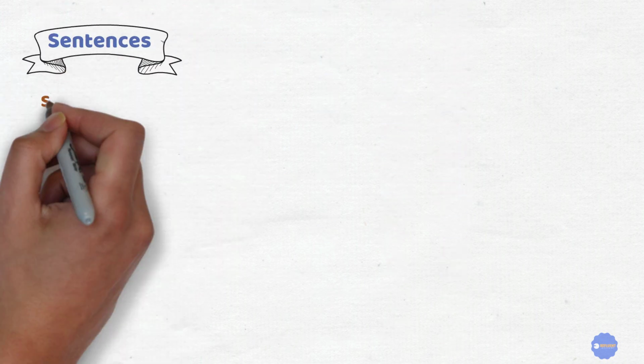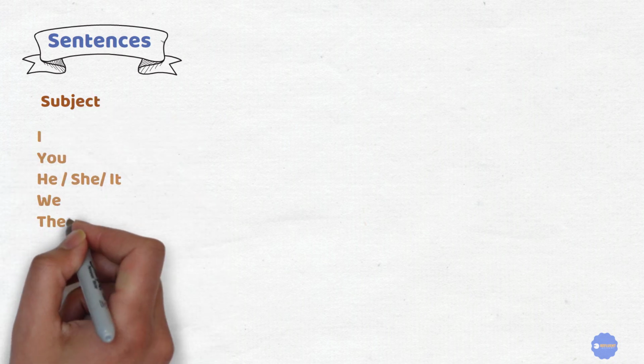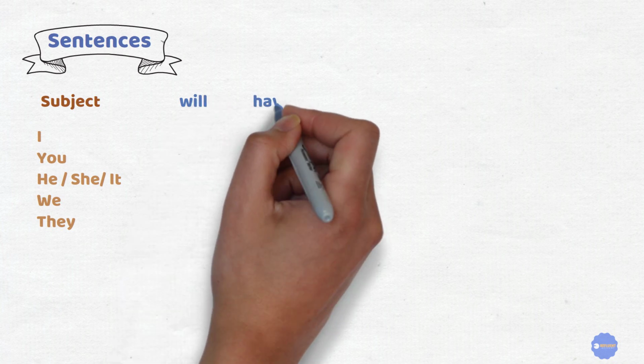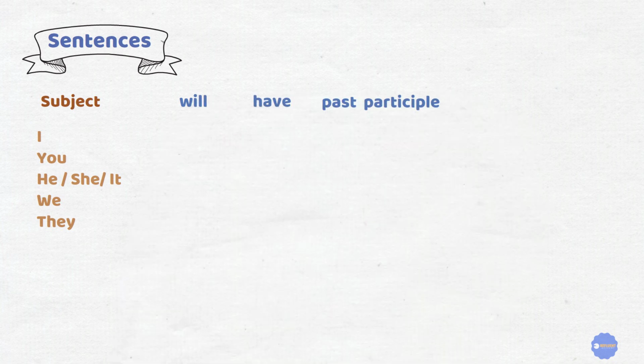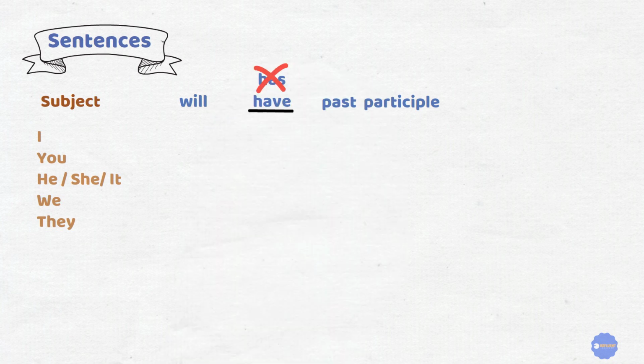So how to form sentences? We start with the subject, like I, you, he, she, it, we, they. Then will, after that, have, and the past participle of the verb. Then the complement of the sentence. Note here, we always use have. We don't use has. Always have. And the verb is always in the past participle.